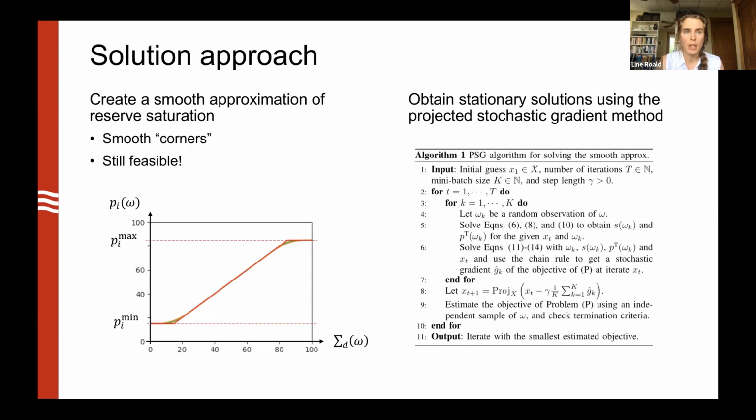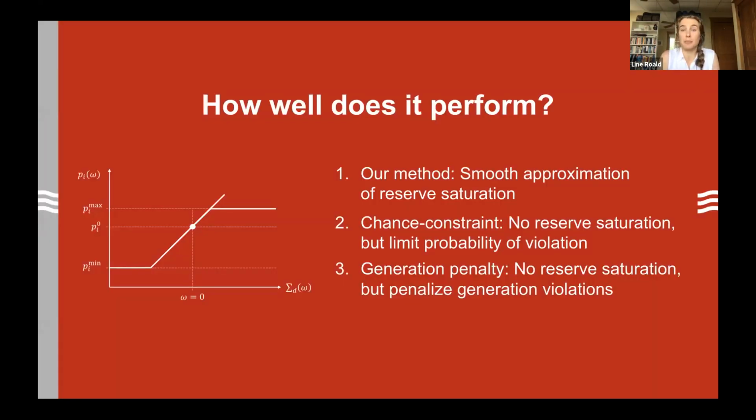All right. So now the question becomes, how well does this perform? What we are going to do here is compare our method, which is the smooth approximation with reserve saturation, to a problem that uses chance constraints. Here we have no reserve saturation, and we are limiting directly the probability of violation. That's the first problem we're going to benchmark against. The second problem we benchmark against is where we just use a generation penalty.